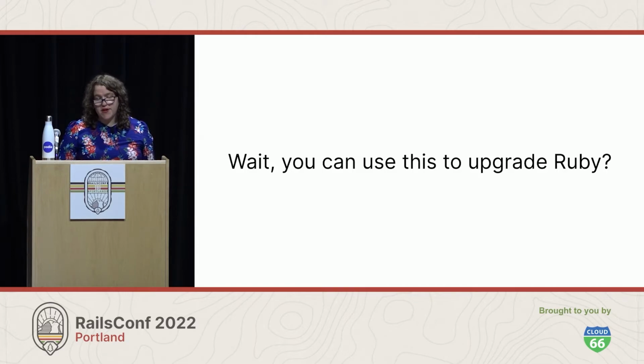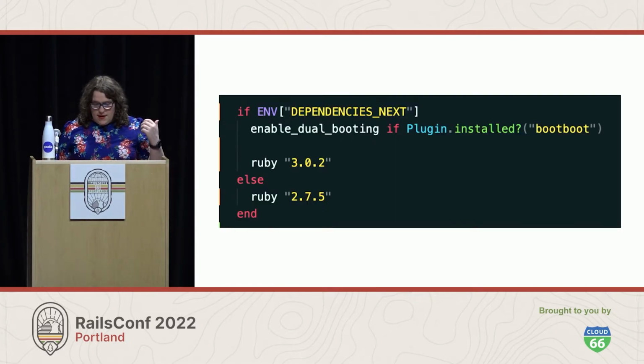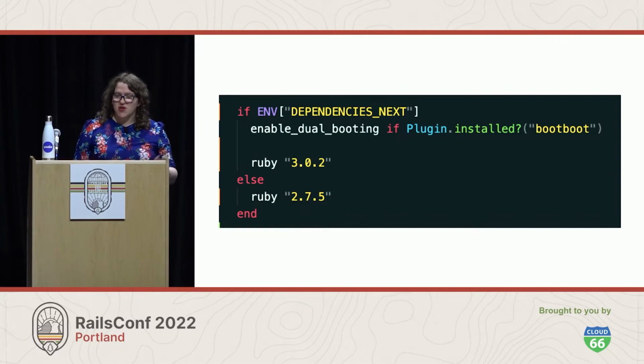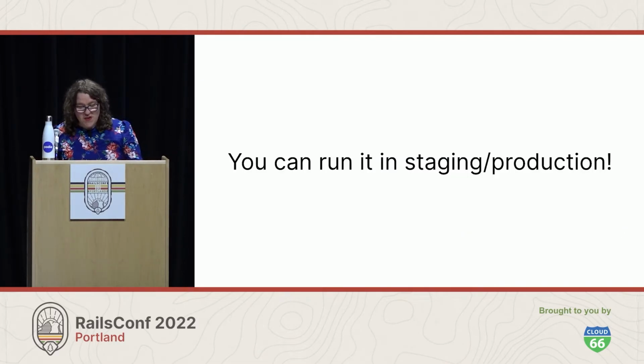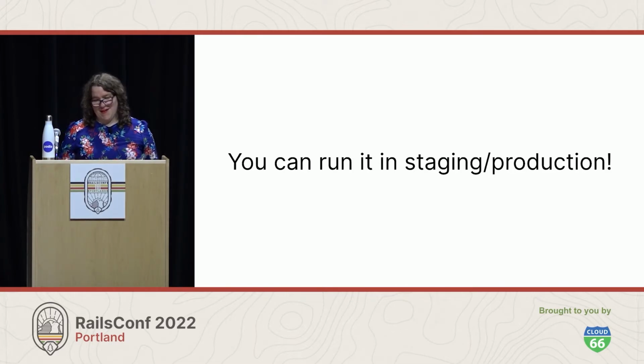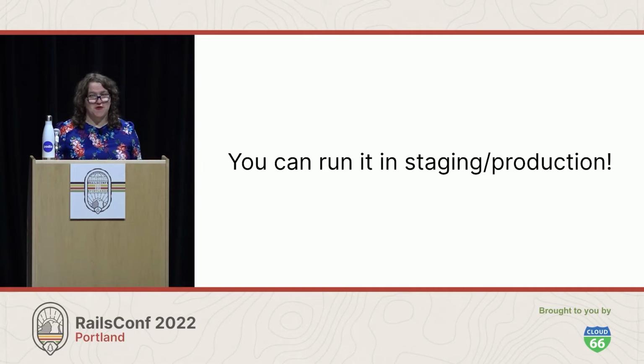Since it's a bundler plugin and not specific to Rails, you can put the Ruby declaration inside of the if statements, and you're good to go. I've also swapped back to DEPENDENCIES_NEXT here because I've changed my mind, since we're not upgrading Rails. This is also able to be run in production or staging. You just need to set the environment variable there as well during your pipeline. If you're on Heroku, it's a little harder to explain, but so are a lot of things on Heroku right now.